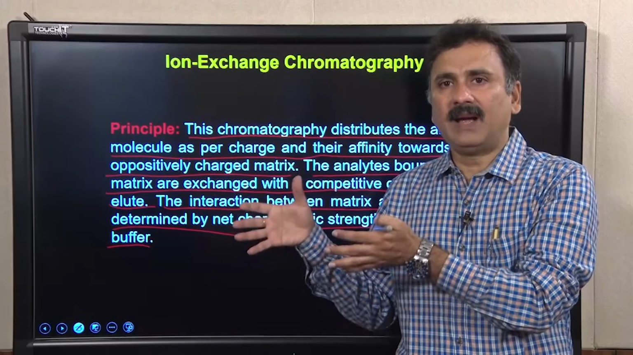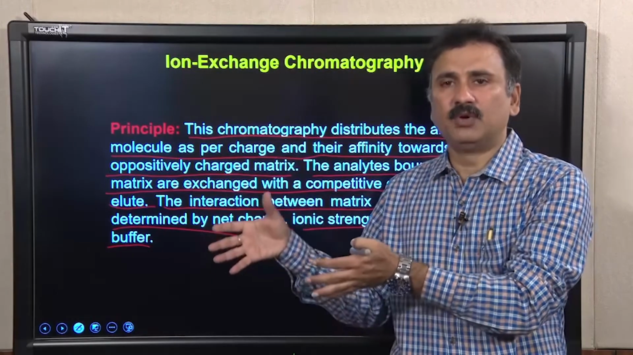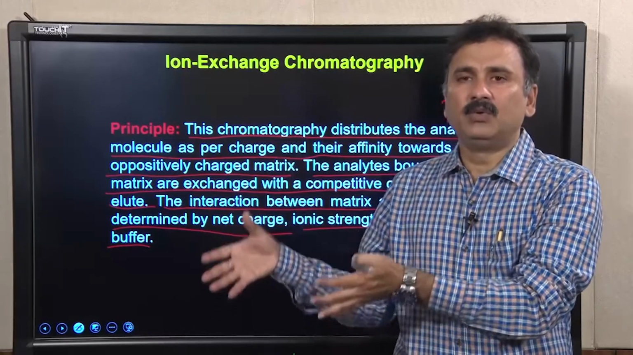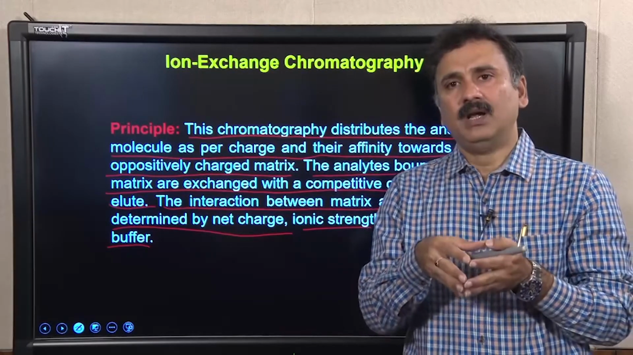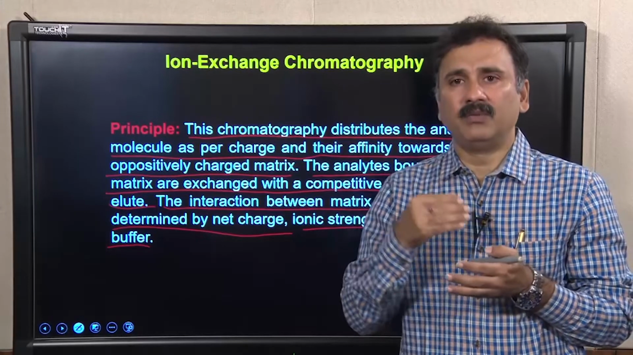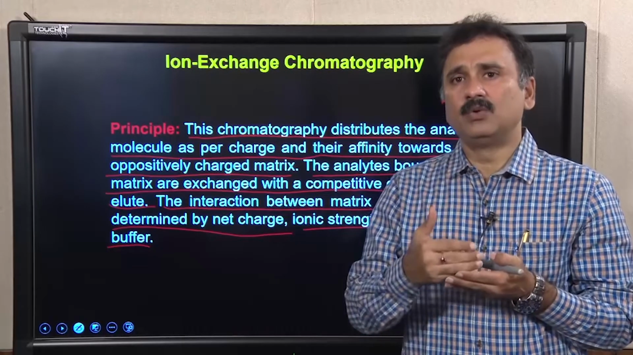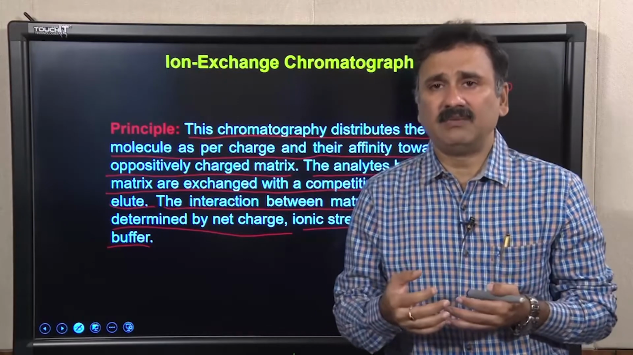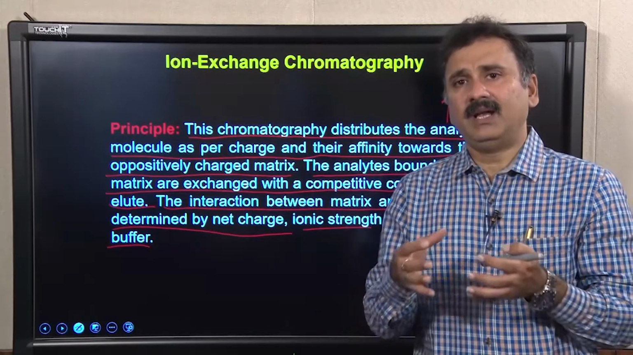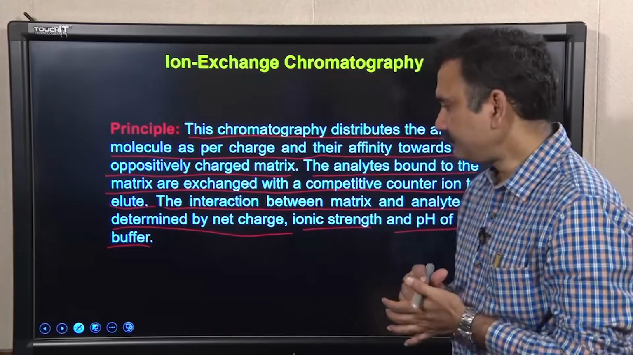So, in the process, if a positively charged protein is there, it is going to replace the counter ions and bind to the matrix, and this binding is going to be affected by many parameters such as the pH of the buffer, the ionic strength and other parameters.